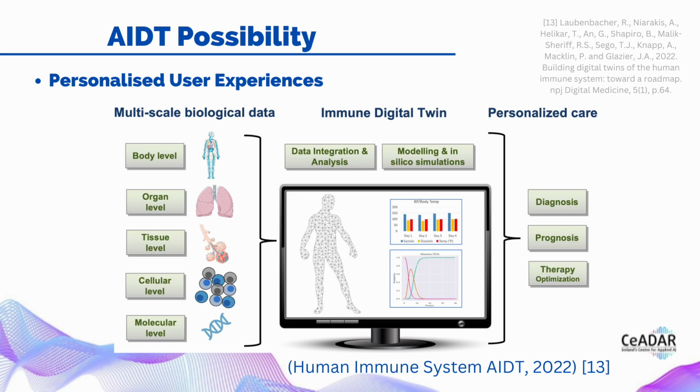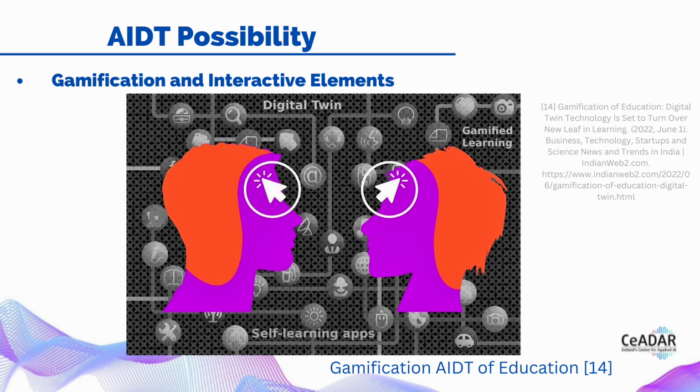And the integration can also adapt and personalize the user experience based on the individual performance, historical data, and user feedback. For example, AIDT for personalized healthcare can tailor recommendations, treatment plans, and health insights based on individual medical history, life cycle, and genetic data. And the integration of front end and back end can incorporate gamification elements and interactive features to engage users and motivate them to explore and interact with the AIDT.